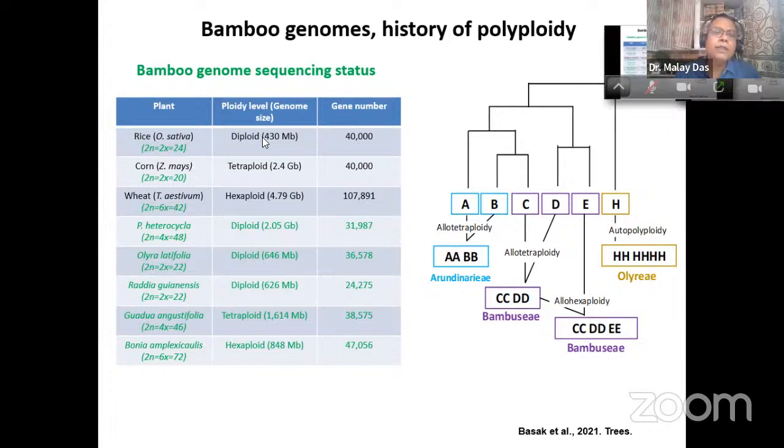And in terms of genome sequencing status, the majority of the sequencing efforts have been contributed by Chinese scientists, and Phyllostachys heterocycla has been the first bamboo genome sequenced, at the draft genome stage, and for genomic studies it is being used as a model bamboo genome. But 4 more genomes have eventually been sequenced, which are Olaida, Radia, Guadua, and Bonia, and the emergence of these genome sequences is giving us leverage to perform evolutionary biology studies in comparison to related allied monocot genomes such as corn, rice, wheat, or Brachypodium.